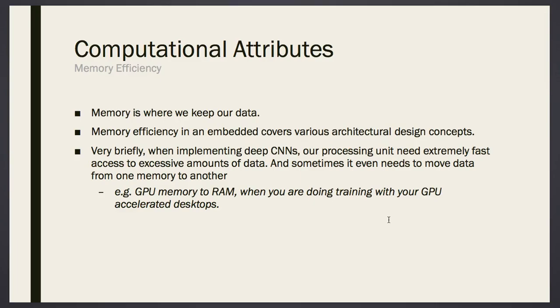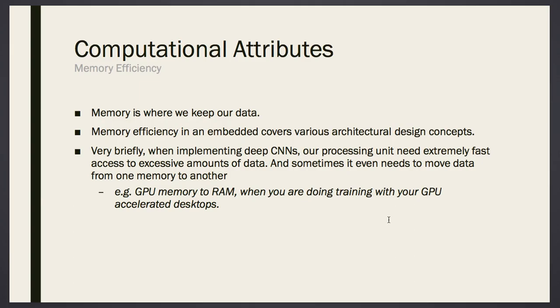Okay, now another concept from computational attributes, the memory efficiency. Well, you know what memory is. Memory is where we keep our data. In a desktop computer, it's the hard disk. In an embedded system, it's the flash memory, flash card. If you have taken my embedded systems course in your undergraduate level, I explain all different memory devices.